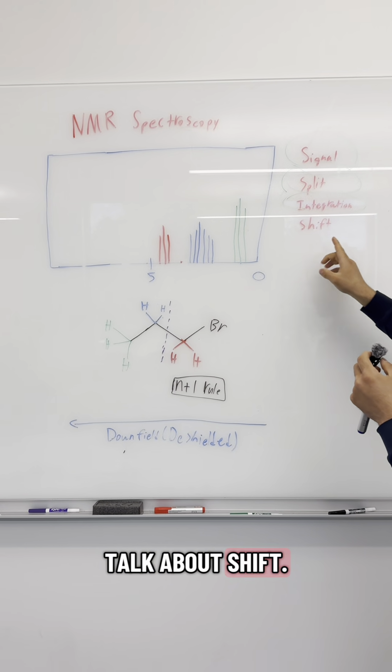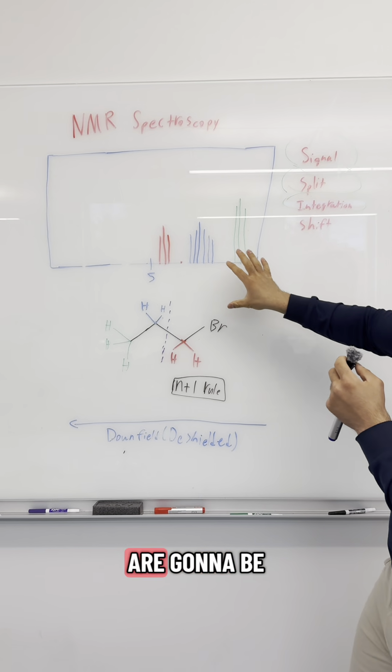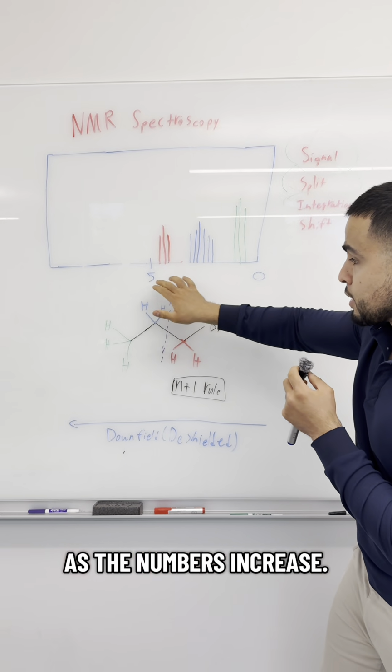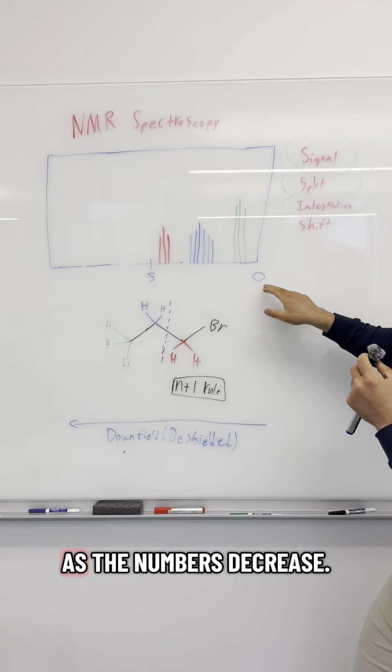Finally, let's talk about shift. Shift refers to whether the peaks are going to be downfield or upfield. So downfield is more towards the left as the numbers increase. Upfield is more towards the right as the numbers decrease.